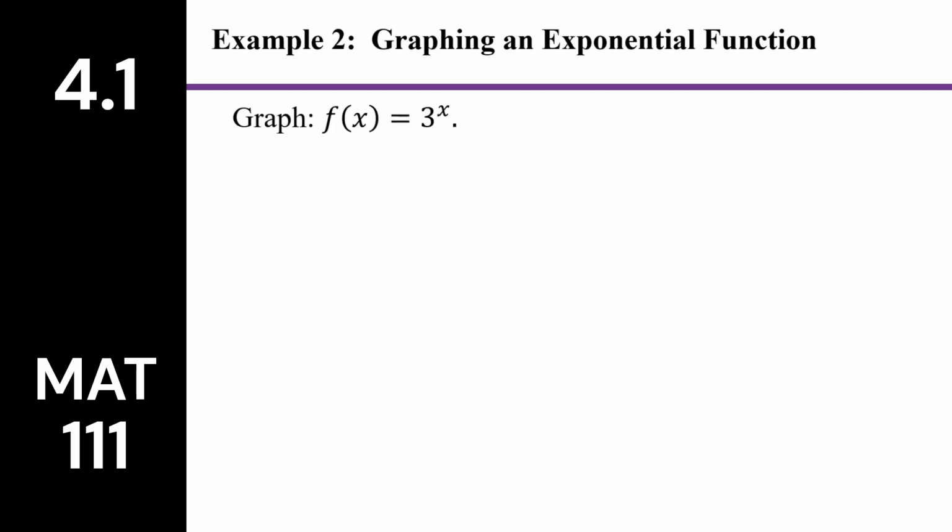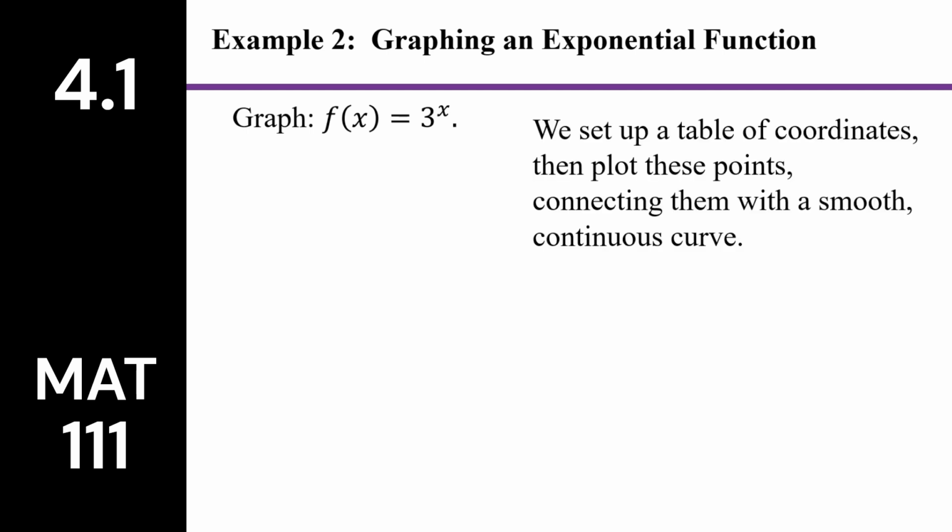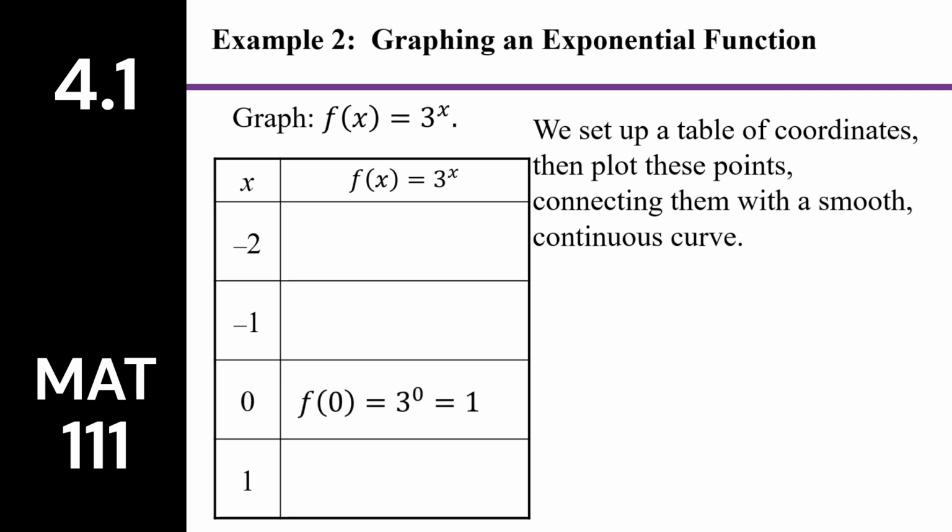Example 2, we want to graph f of x equals 3 to the x. So we'll set up a table. I'm going to take them out of order because it's nice to start with f of 0. That gives us 3 to the 0, and anything to the 0 power is 1. It's also nice to find f of 1 because now we have 3 to the first power. 3 to the first power is 3.